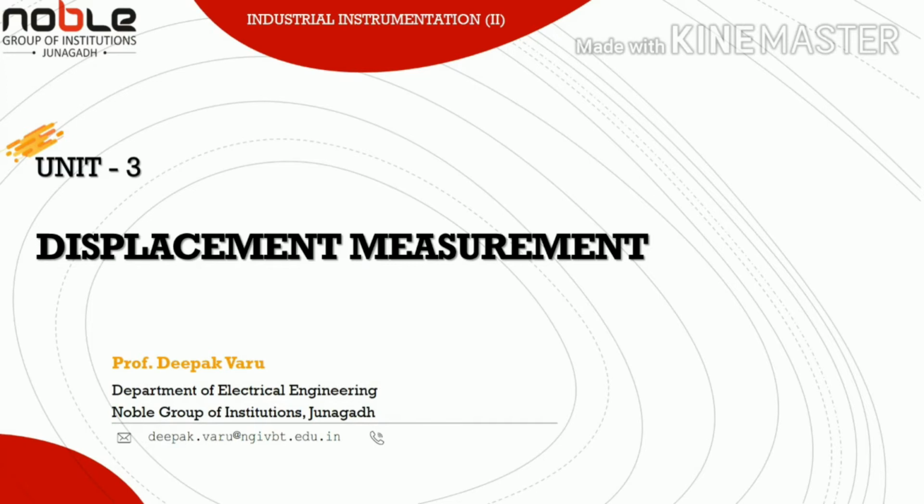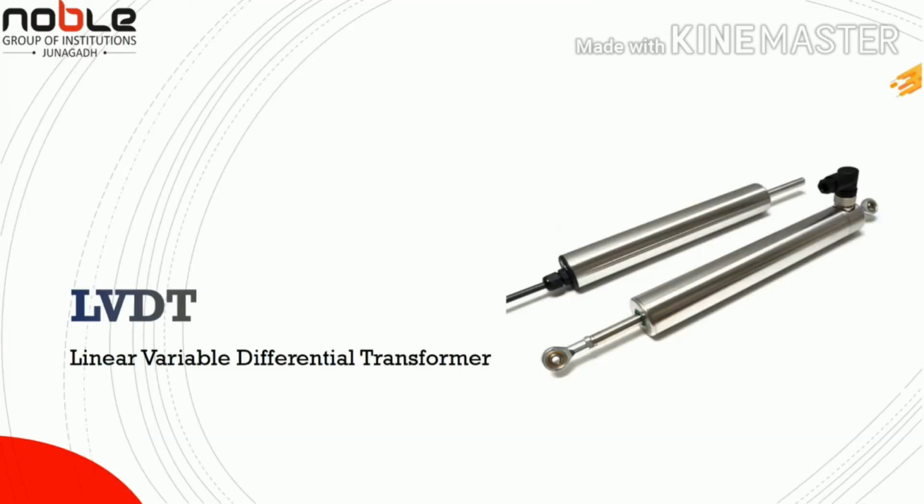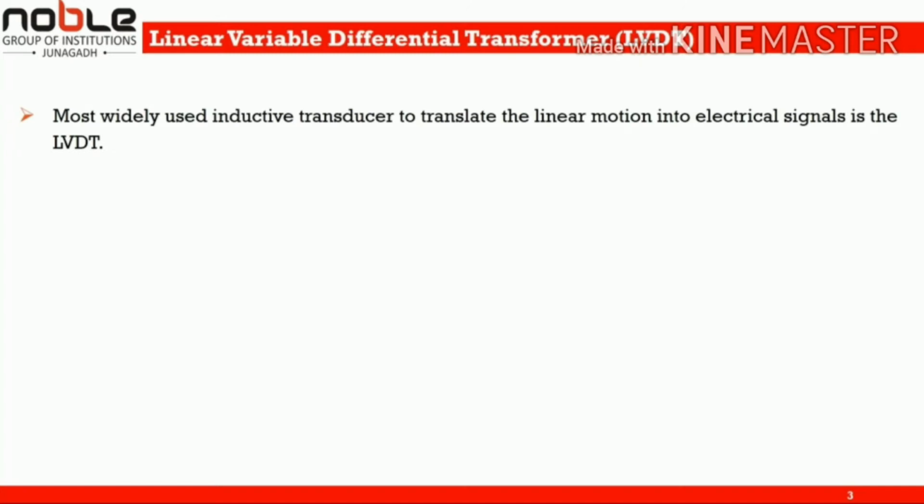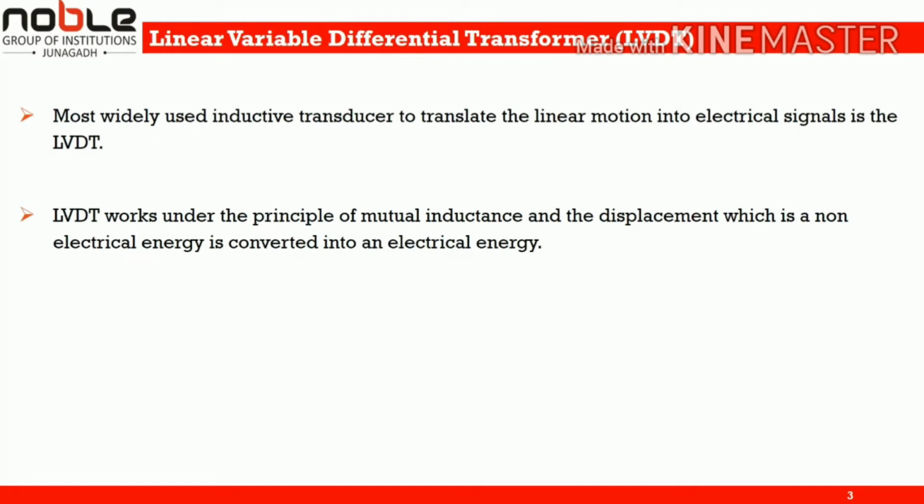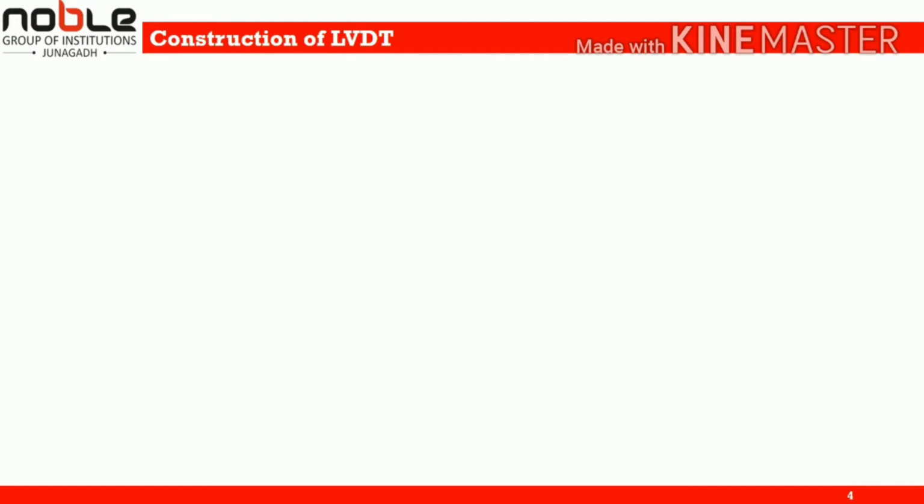Hello friends, in today's video we will see about measurement of displacement using linear variable differential transformer, that means LVDT. First of all, what do we mean by LVDT? We can define it as the most widely used inductive transducer to translate linear motion into an electrical signal. LVDT works under the principle of mutual inductance, and the displacement, which is a non-electrical energy, is converted into an electrical energy.